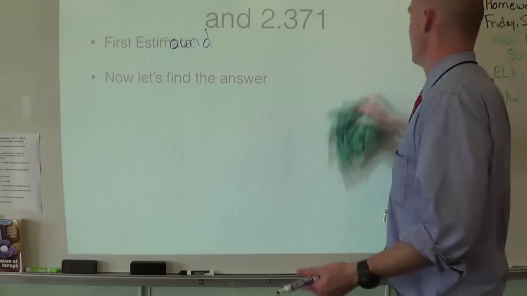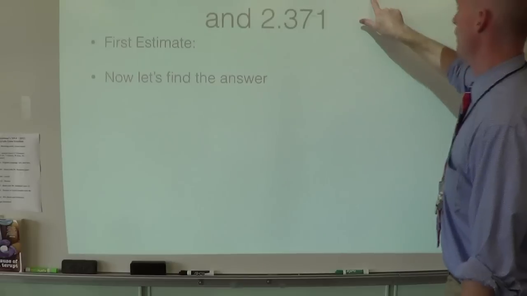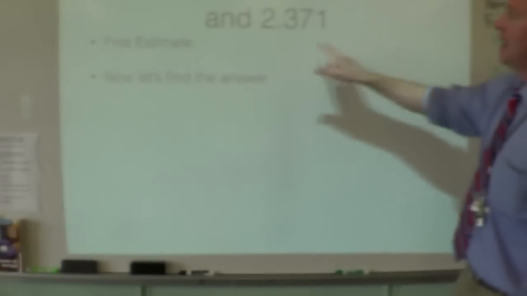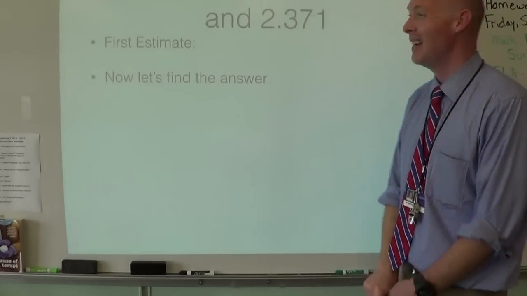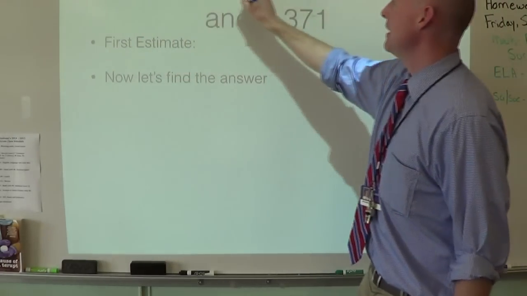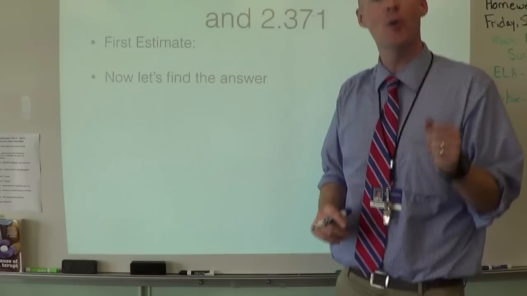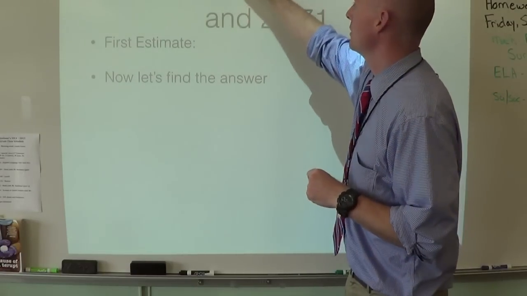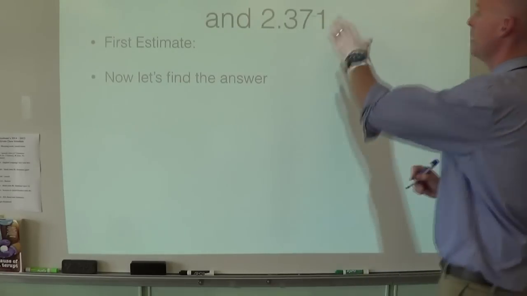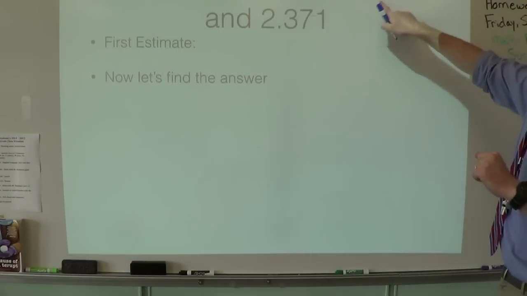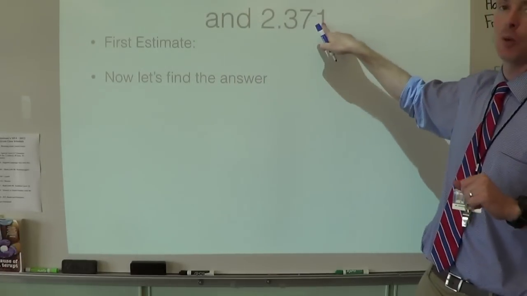It'll say, find the difference of 5.774 and 2.371. Okay, before we get into the numbers, notice it says find the difference. When you see that word difference, a buzzword should click in your head and say, ooh, difference. That means subtract. So we're going to find the difference of 5 and 774 thousandths and 2 and 371 thousandths.